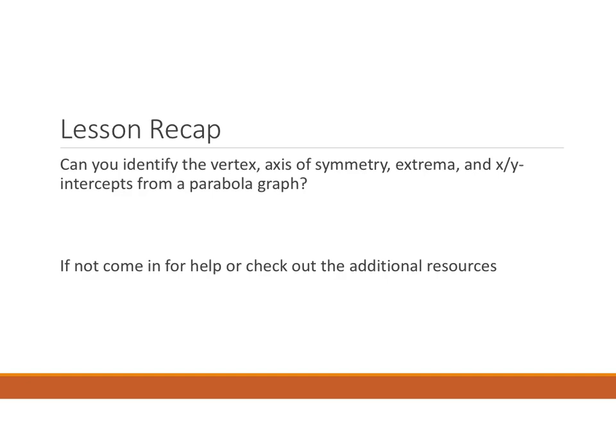Lesson recap. Can you identify the vertex, which is the high or low point, written as an ordered pair, the axis of symmetry, the line that cuts the parabola in half, writing it as x equals a number, the extrema, deciding if it's a maximum or minimum point, and the x and y intercepts, listing them correctly as ordered pairs and the correct number of each one? If not, come in for help or check out additional resources.